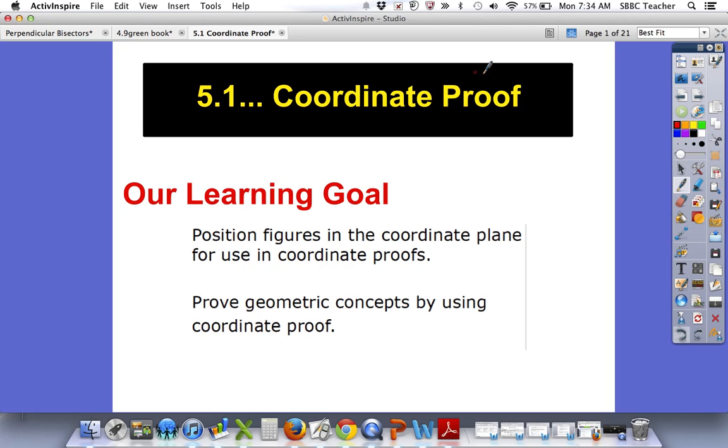Before today, if you remember, we looked at algebraic proof a couple months back, and we used algebraic proof to prove the steps for solving equations. And we looked at the geometric proof, which was the proof used to prove properties about geometric figures. Today we're going to be looking at the coordinate proof and how that works.